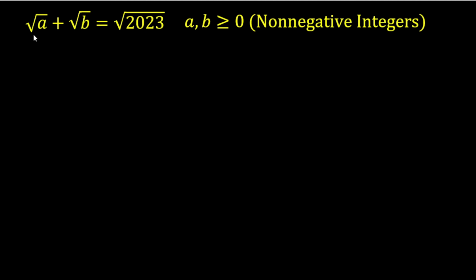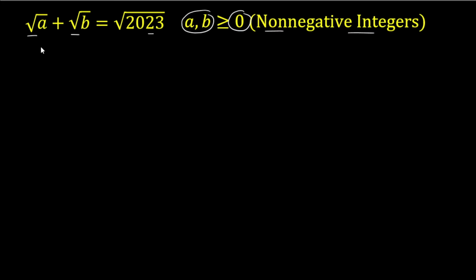Today in this video we'll solve this algebraic problem: square root a plus square root b is equal to square root 2023. Then we'll have to find the value of all a and b for non-negative integers. Means the values of a and b will be any integers, and they could also be 0. So friends, let's start the video.